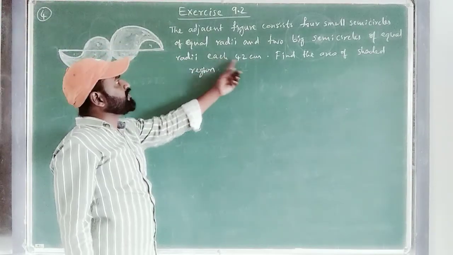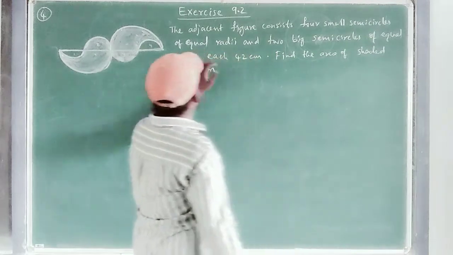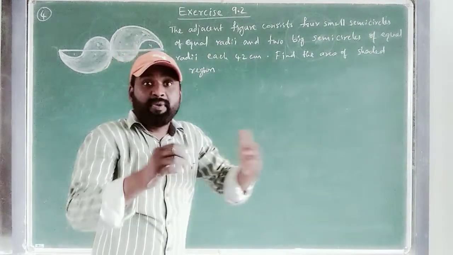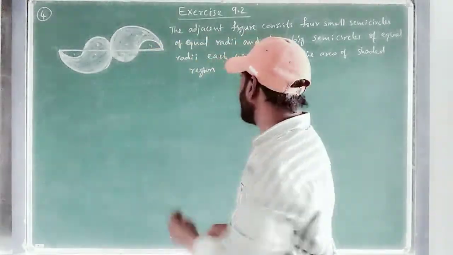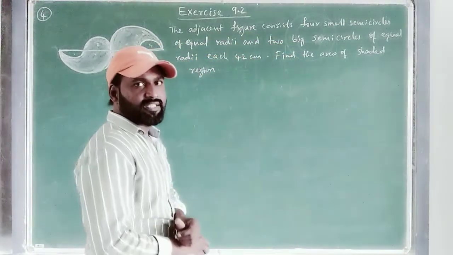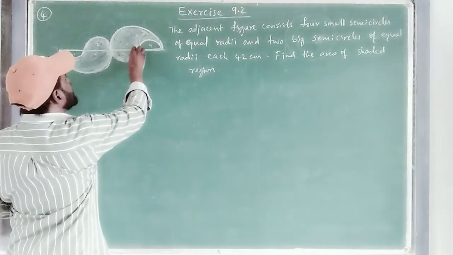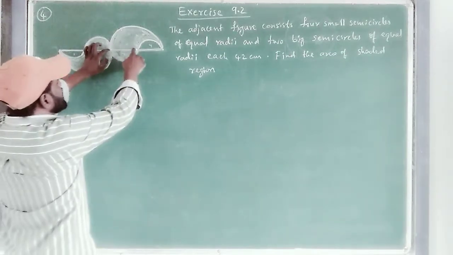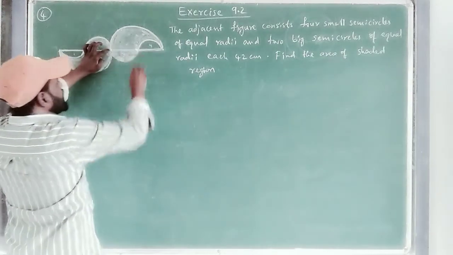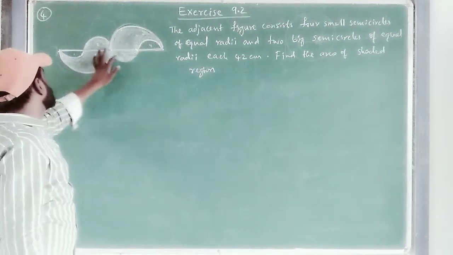What is the radius of each circle here? The 2 big semicircles are of equal radius, each 42 centimeters. The big semicircle's radius is given. How much? 42 centimeters. So the big semicircle radius is 42 centimeters. That means from here to here is 42 centimeters. Understand? This is the big semicircle, this is the big semicircle.